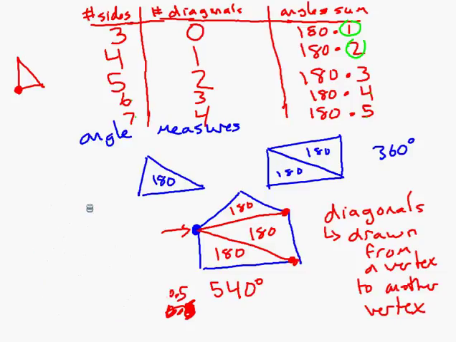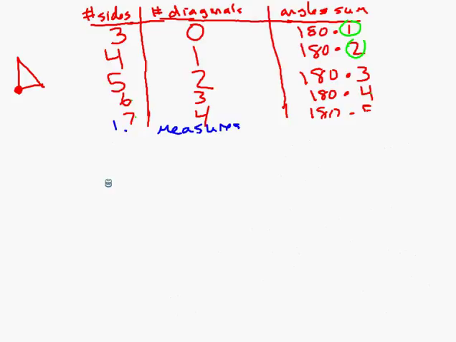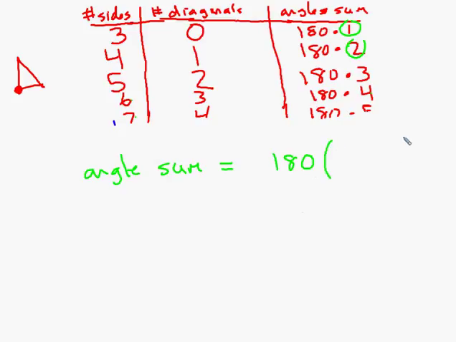So, let's use that to write a formula. The angle sum is going to equal 180 times, well, what? Number of sides minus 2. Yes, where n is the number of sides. That's going to give us our angle sum.